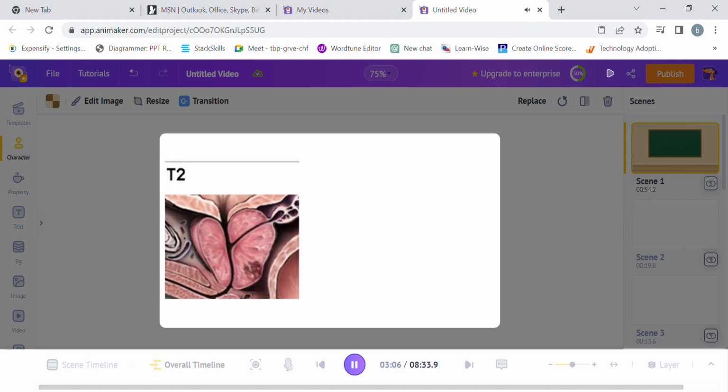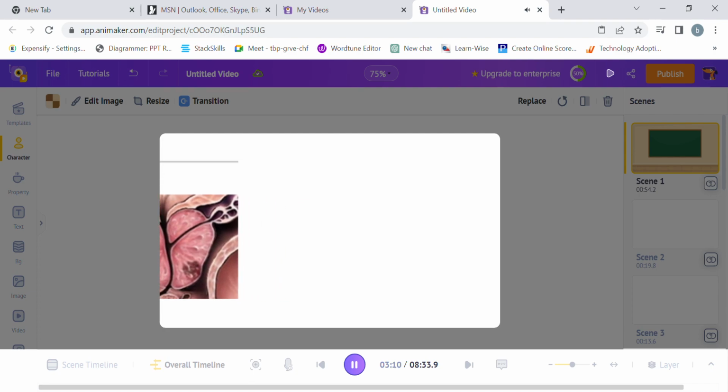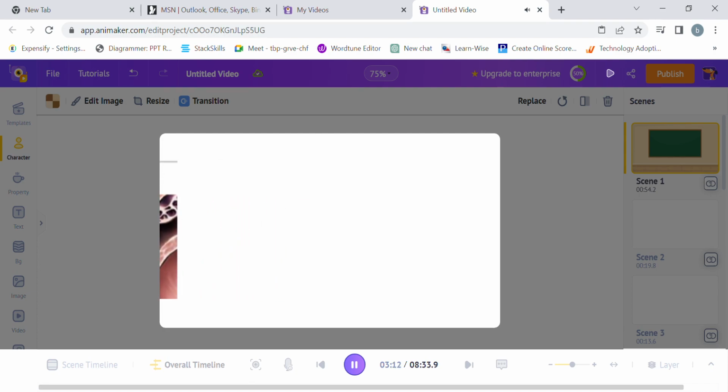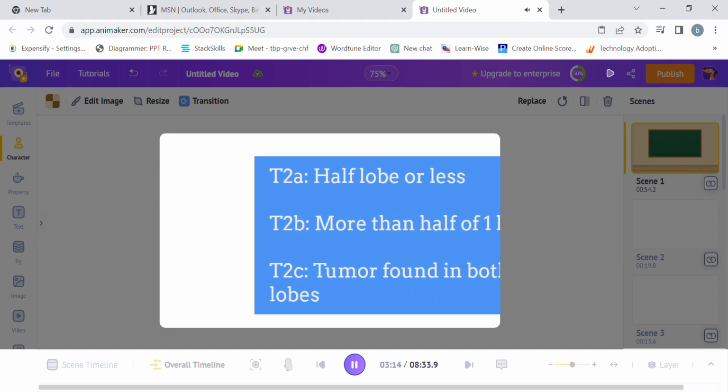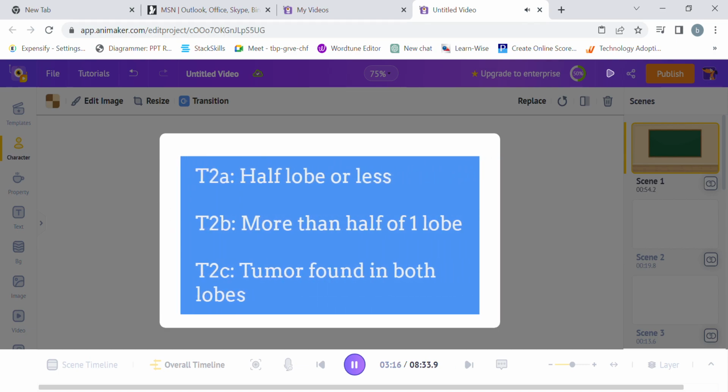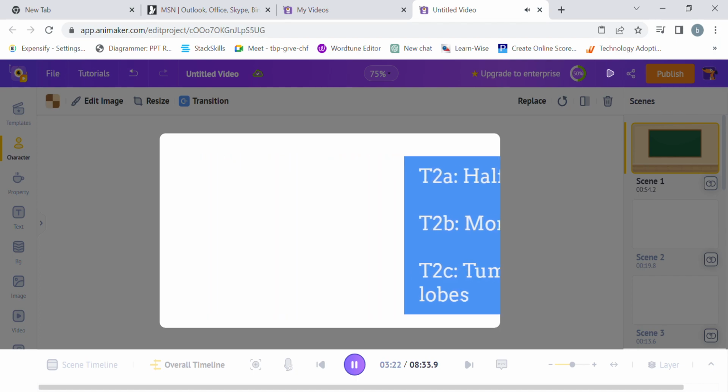Stage T2 tumors are palpable on DRE. Additional information indicates the invasiveness of the cancer. T2A, half a lobe or less. T2B, more than half of one lobe, not both sides. T2C, tumor located in both lobes.